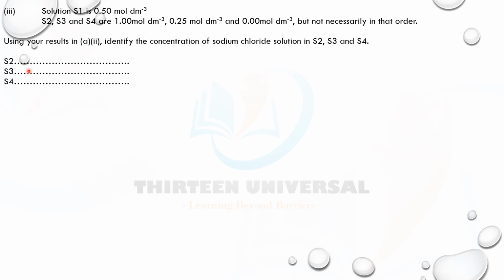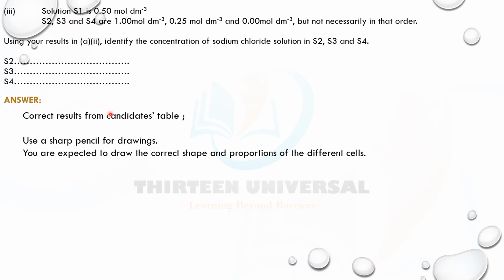So if I have S2 with more plasmolized cells, that will be 1. S3 with fewer, that will be 0.25. Then no plasmolysis, that's 0.00. The higher the concentration, of course, the more plasmolized cells based on your table. All right, let's go. So you see it, correct result from the candidate's table. From your table, you determine this.